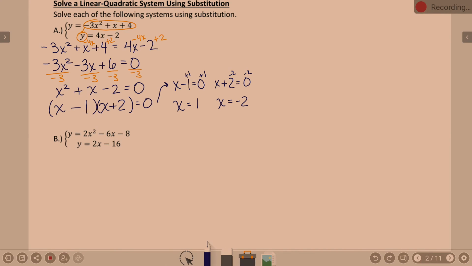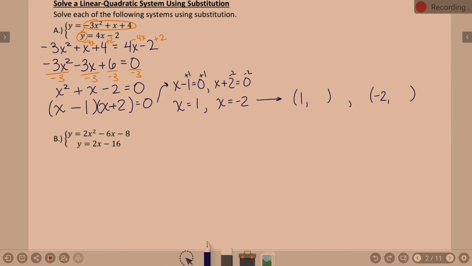Am I done? Sadly, no. We just did all that work, found our x's. Now, the hard work is done. We still need to find our y's. Because what kind of answers did we have on the graphs? We had ordered pairs, right? We need ordered pairs here. So what I know right now, x equals 1. One of my answers is going to be 1, comma, something. My other answer is going to be negative 2, comma, something. I know my x's. I need to find my y's.